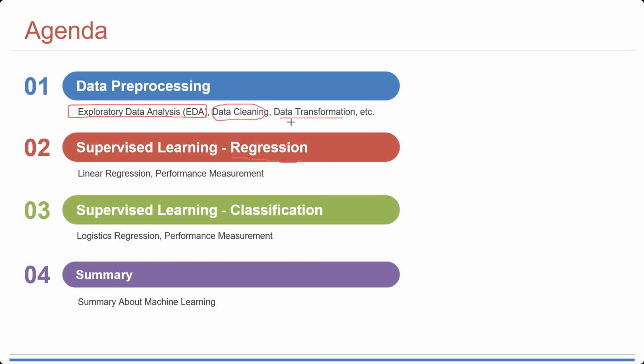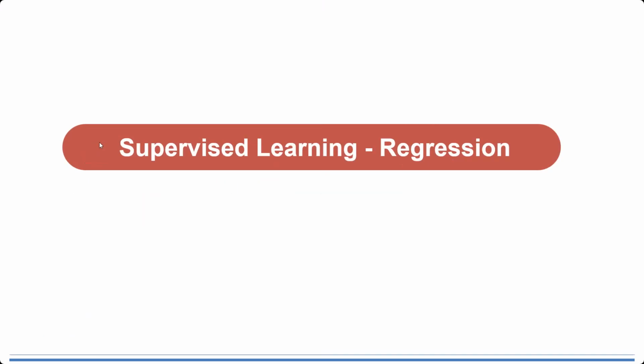The first is regression and classification. So it is a part of the supervised learning. What is supervised learning? We will learn today. The first part is about regression.